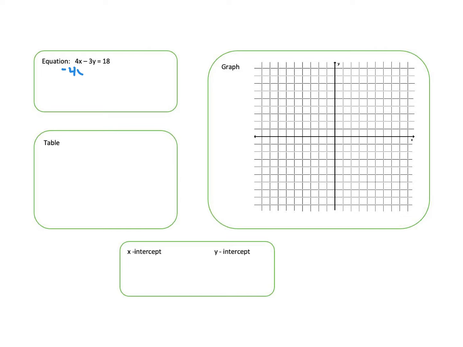So I'm going to subtract 4x from each side, which gives me negative 3y equals negative 4x plus 18. And then I'll divide both sides by negative 3 to get y equals positive 4/3 x minus 6. So from this point, there's a lot I can do. I can go and graph it using slope-intercept form.